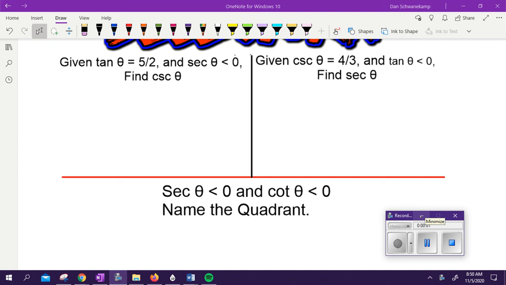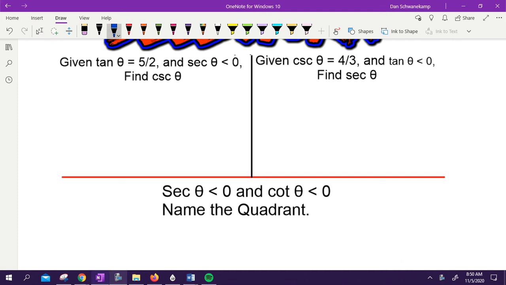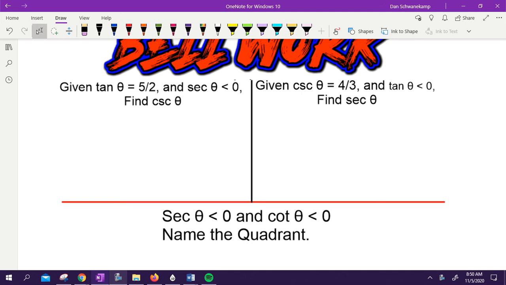So starting off here in bell work, these things should look fairly familiar. It's what we've done the last couple days. Given tangent of theta is that and secant is that, find cosecant. Anytime we're trying to find a trig function, we're going to start off with x, y, and r.